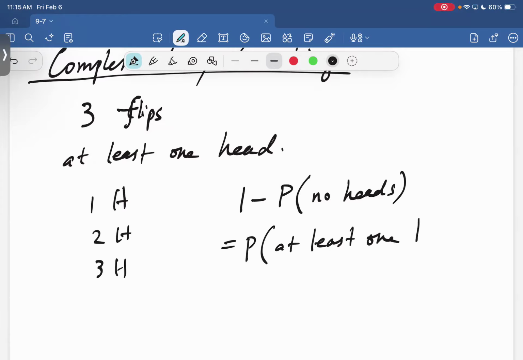It's much easier to calculate the probability of there being no heads, and then subtract that from 1, and we'll find that this is equal to 7/8. Because the probability of there being no heads means that we get 3 tails, so that's the probability of 1/8. And so we subtract that from 1, we get all the remaining possibilities. And if it's not no heads, then it's at least 1 head. So it's 7/8.